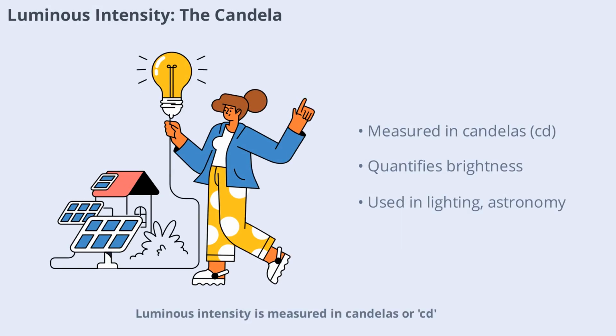Luminous intensity is measured in candelas, or cd. This fundamental quantity tells us how bright a light source is. Whether you're comparing light bulbs or studying stars, the candela is the unit that quantifies brightness. It's essential for fields like lighting design and astronomy.